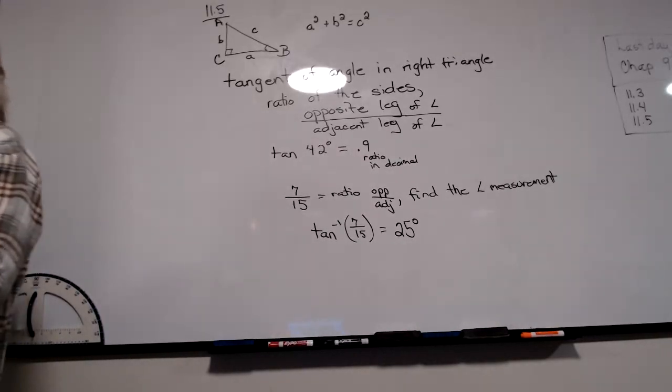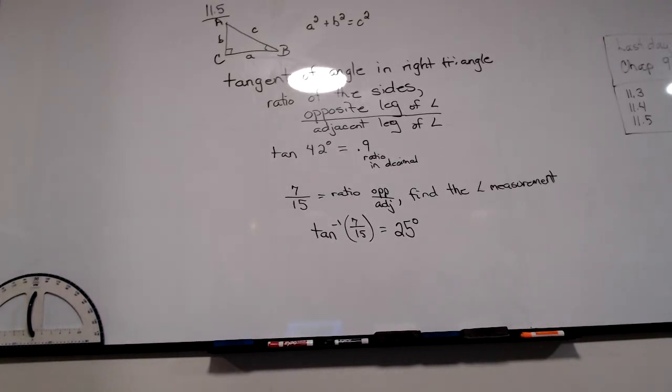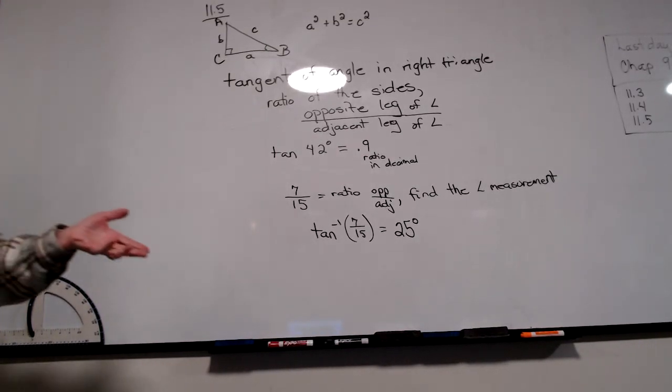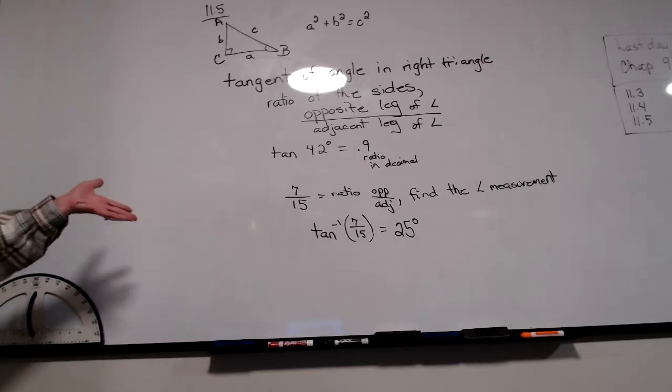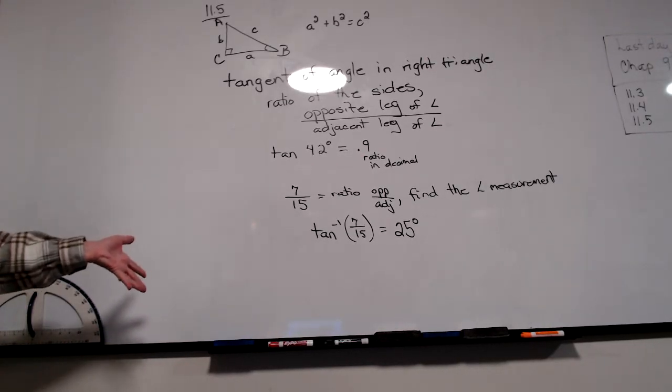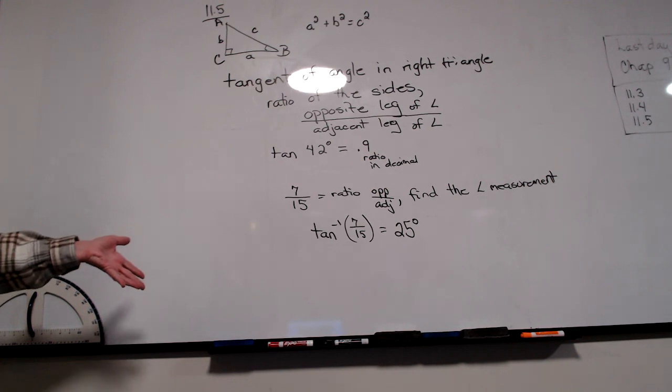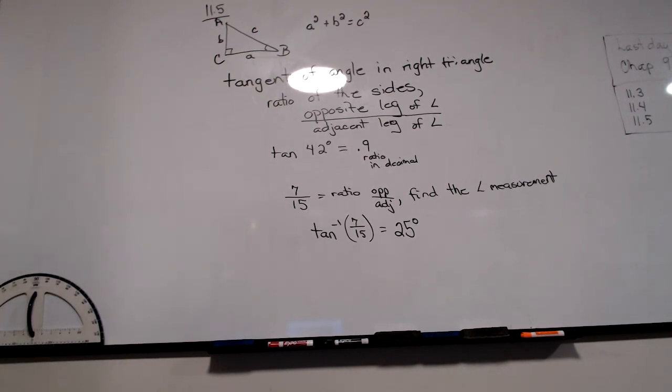Okay, so just clarifying all those things. So that's one of the most important ones. There are 3 different ratios that we use in right triangles. This is one of them, the tangent.